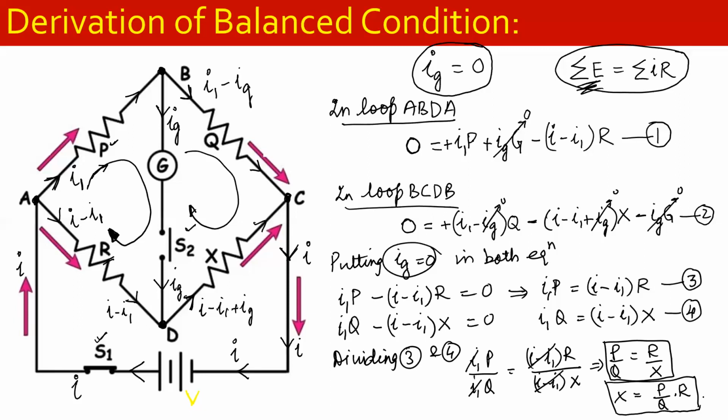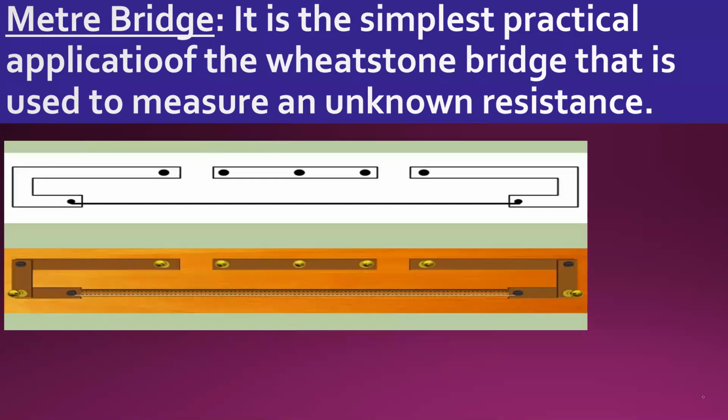Now, with the help of this Wheatstone bridge, we have made a simple instrument that is called a meter bridge. Now, our next topic of discussion is meter bridge. This is the simple practical application of Wheatstone bridge that is used to determine the unknown resistance. How does this meter bridge look like? This is the first practical in our 12th standard physics, which we are going to do in our practical lab.